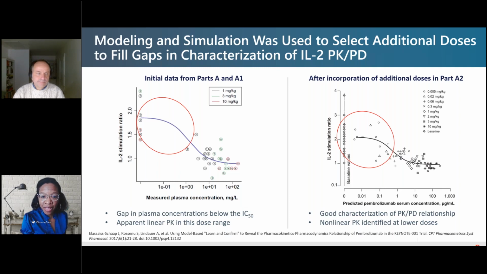Also, we see that part A2, like I said, was able to fill in the gaps in the PK/PD data, and so these data that were collected resulted in a more robust PK and PK/PD model that could now be applied for further simulations. We go to the next slide.